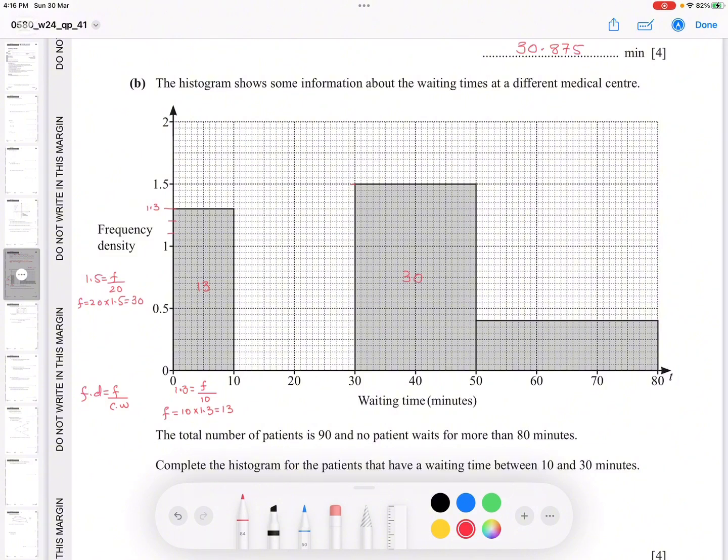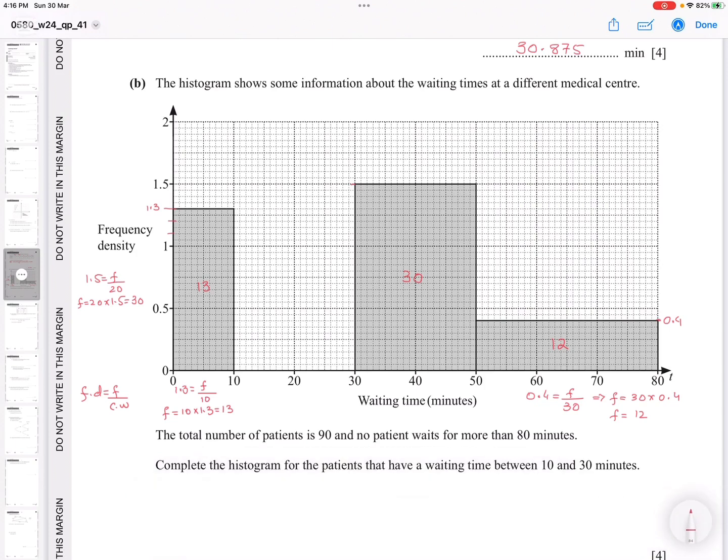Now the frequency density of the class from 50 to 80 is 0.4. So frequency density 0.4 equals frequency divided by class width, and from 50 to 80 the class width is 30. So your frequency equals 30 times 0.4, so the frequency is 12. Here your frequency is 12.